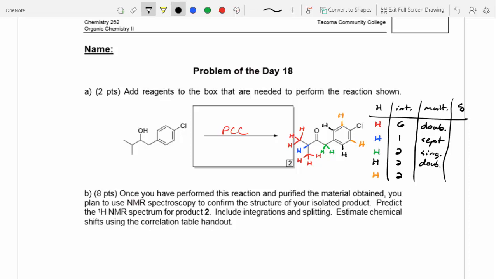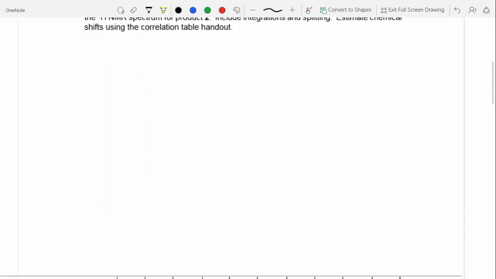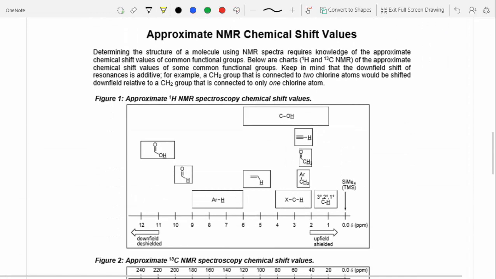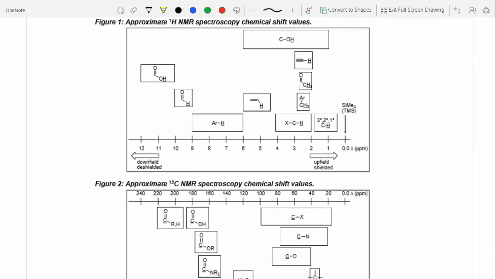And what about the orange one? Also a doublet, right? They each have 1 3-bond neighbor because they split each other. All right, now the tricky part, chemical shift. I gave you guys a cheat sheet yesterday. And I'll give you this on the exams for second term, so you don't have to memorize these values. I just want you to know how to use the cheat sheet. But you can see a bunch of different functional groups.